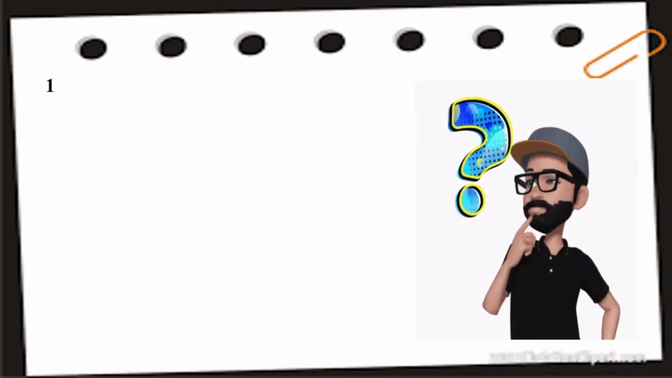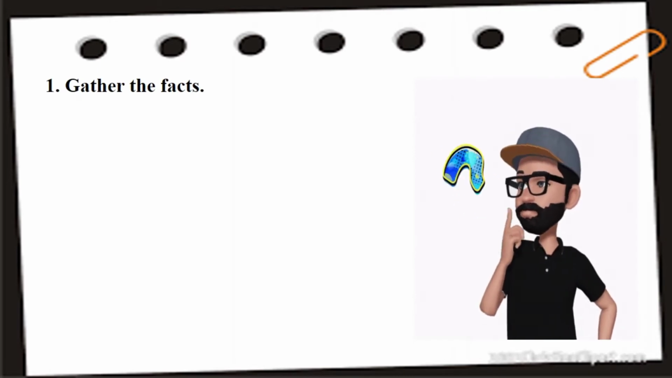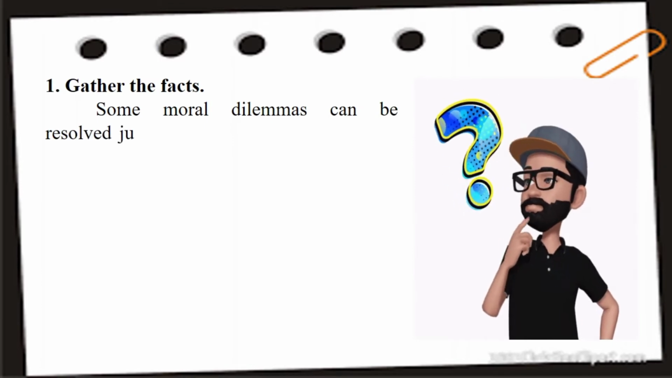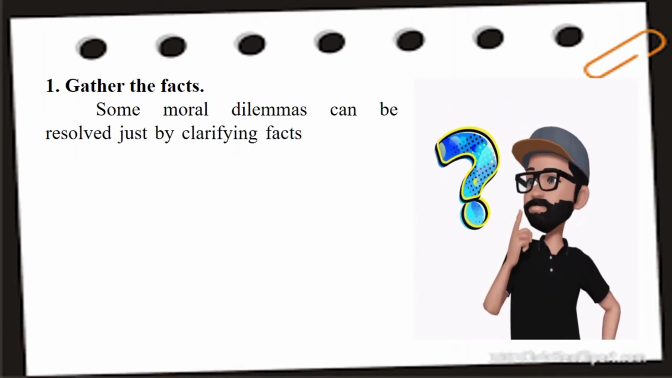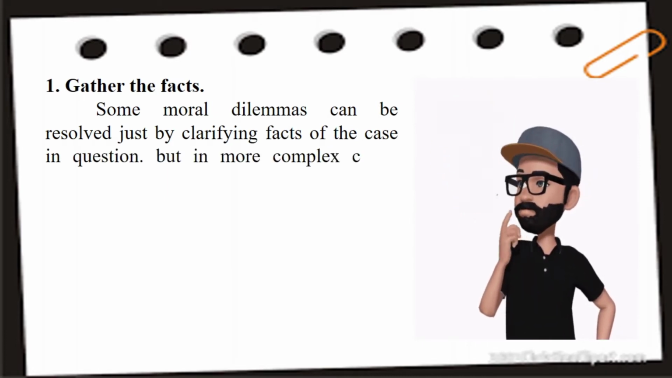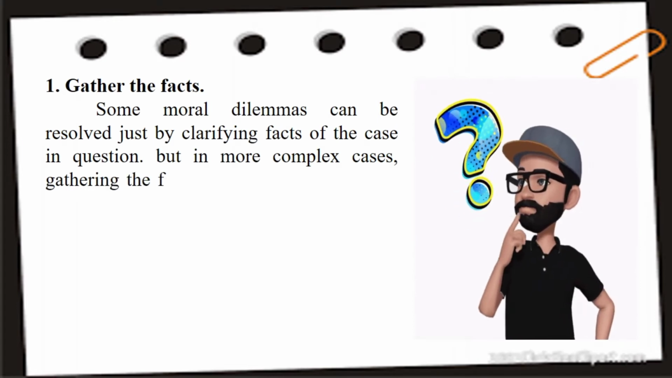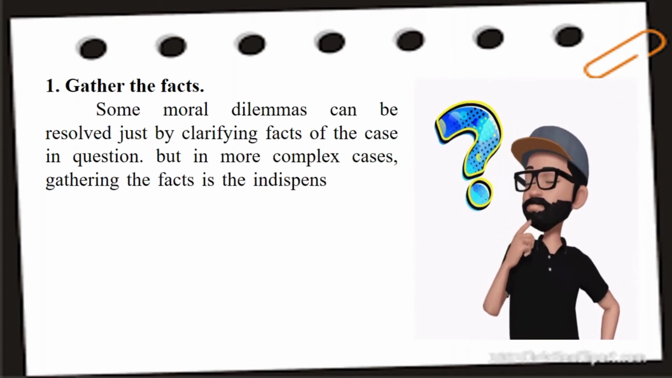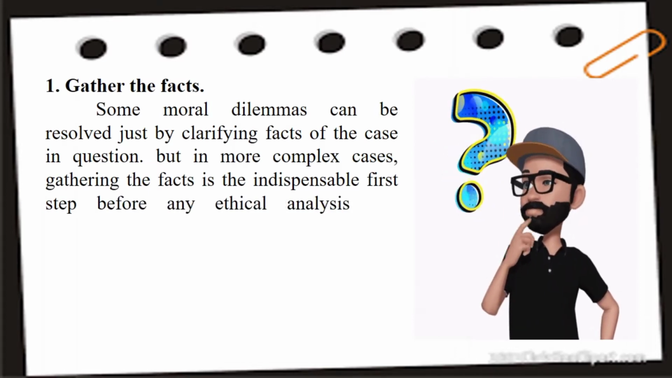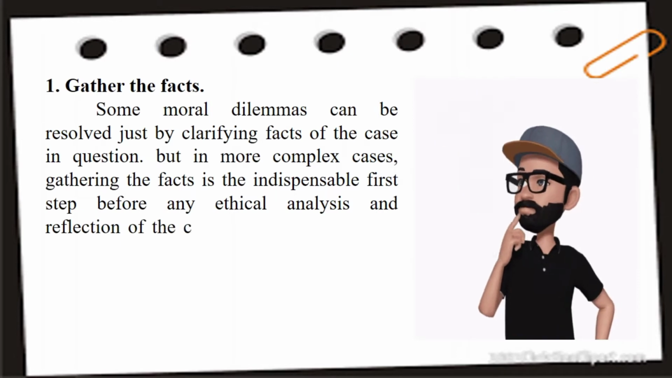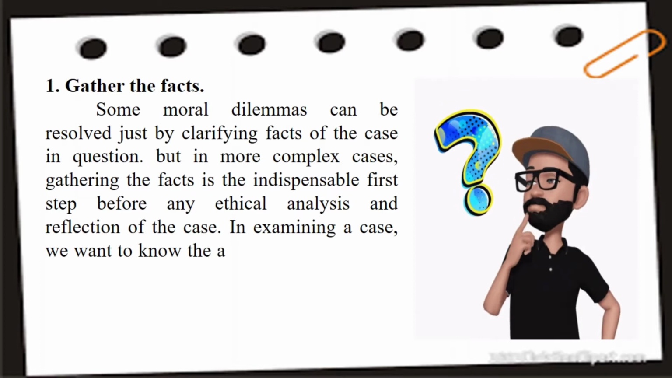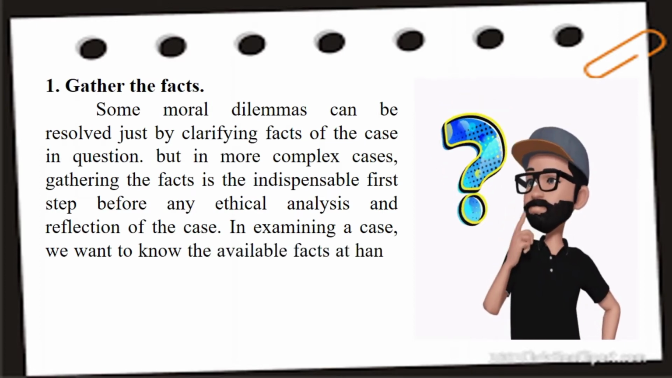Number 1. Gather the facts. Some moral dilemmas can be resolved just by clarifying facts of the case in question. But in more complex cases, gathering the facts is the indispensable first step before any ethical analysis and reflection of the case. In examining a case, we want to know the available facts at hand as well as any facts presently not known but that need to be determined.